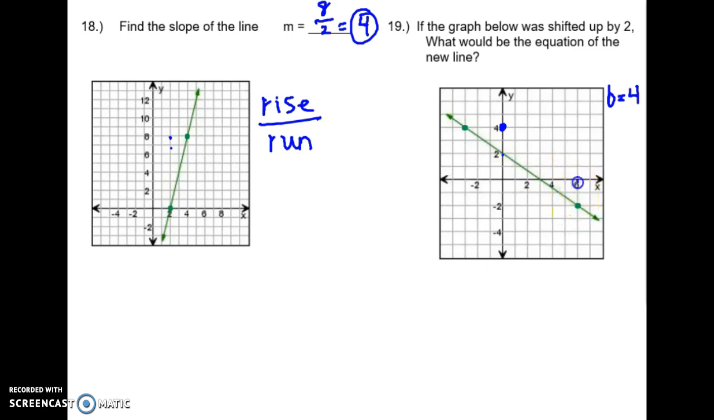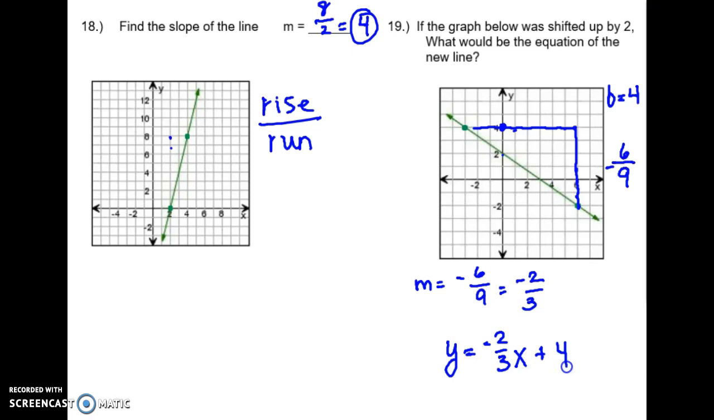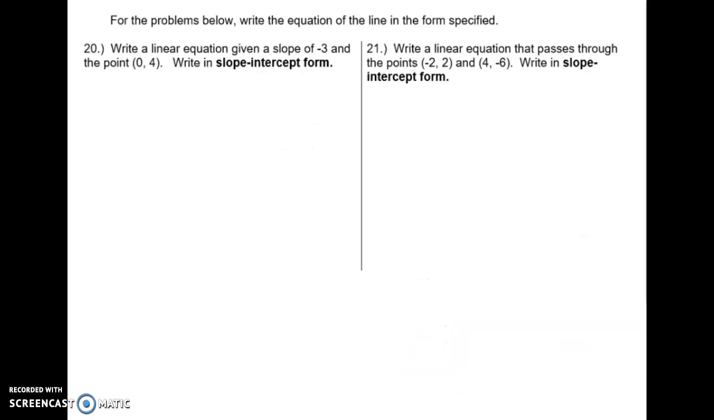Here we're given 2 points. Let's use the 2 points that are given here. So 1, 2, 3, 4, 5, 6. Rise of 6, run of 1, 2, 3, 4, 5, 6, 7, 8, 9. Okay, and it's a negative 9. So our slope, after we simplify it, negative 6/9 would be negative 2/3. So we have our slope, we have our y-intercept. We can write the equation of the line. Y is equal to negative 2/3 x plus 4. There's our answer.